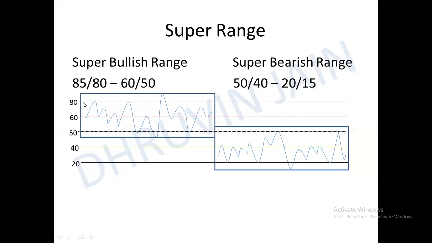Super bullish range is a range from 80 to 50. 50, remember, the neutral zone, 50. Super bullish range is from 80 to 50, or sometimes at the extremes of it, it also goes till 85, or if it gets more extreme, it also goes till 90. Super bullish range is when price is moving in a very trending structure of higher high, higher low, and it even goes to the extremes of 85.